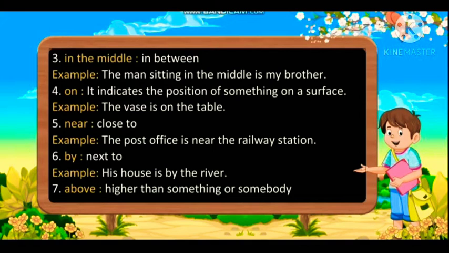On, it indicates the position of something on a surface. Yes, on ka means surface ke upar. Example, the vase is on the table, it is lying on the surface of the table.